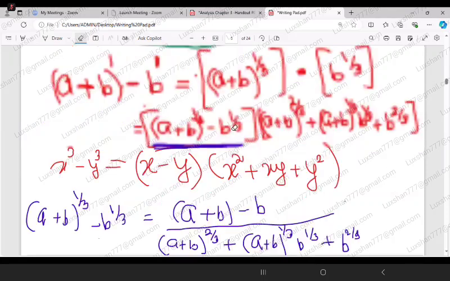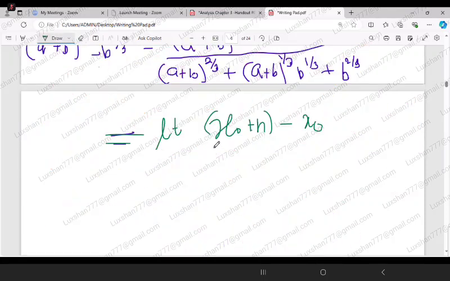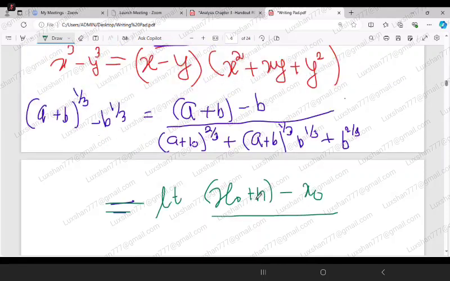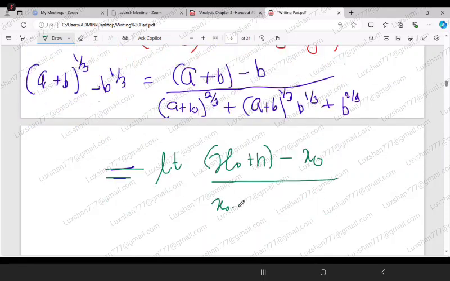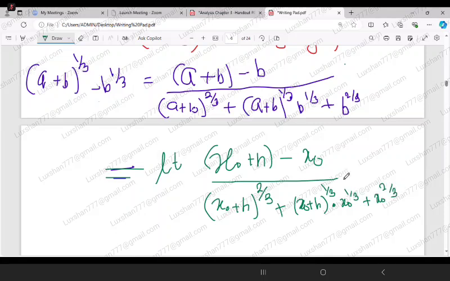Anyway, the idea is the same. So the idea is the same, don't worry about it. Then you can write this as over x naught plus h to the power 3 by 2 plus x naught plus h to the power 1/3 into x naught to the power 1/3 plus x naught to the power 2 over 3.